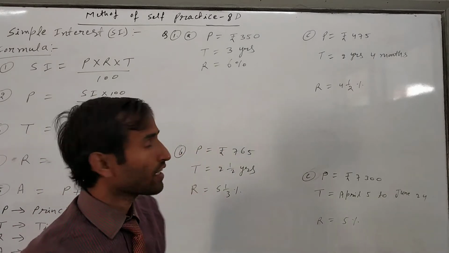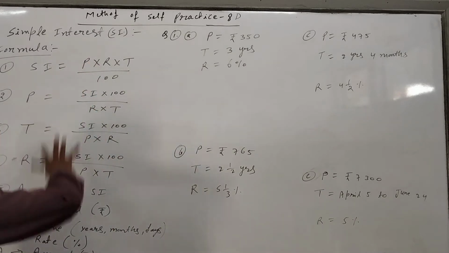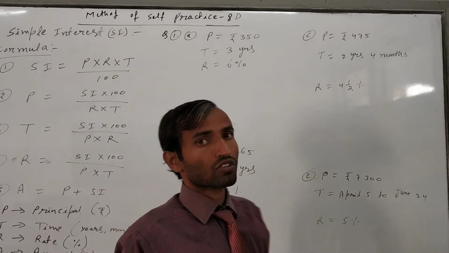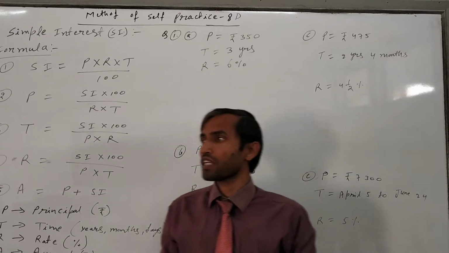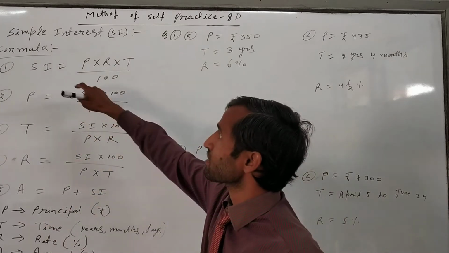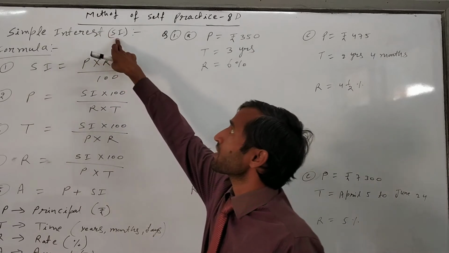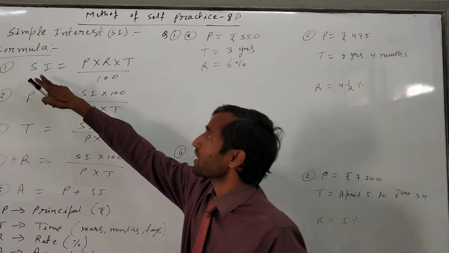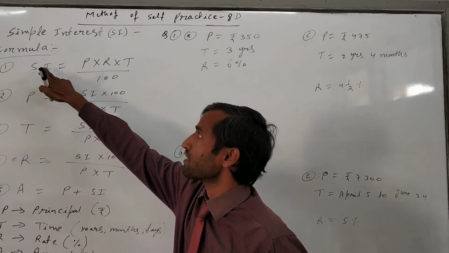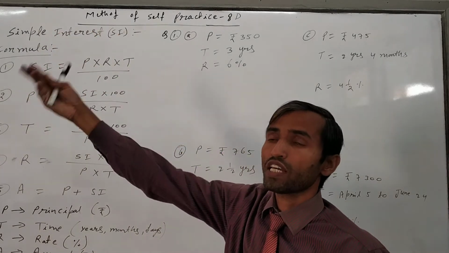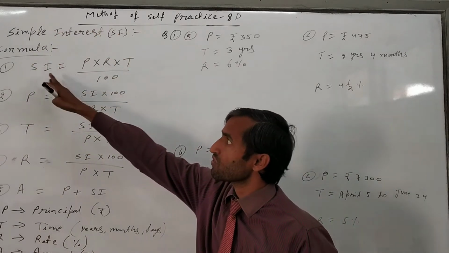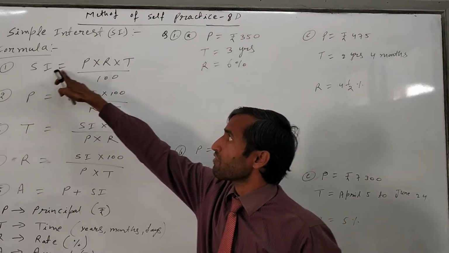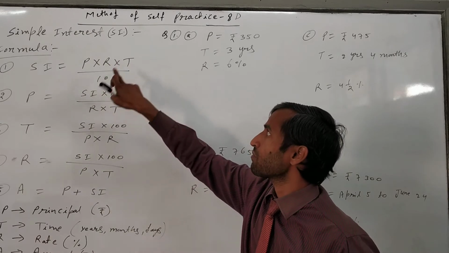And in simple interest, these are the formulas. You have already studied this topic in the 7th class also. The first formula is simple interest, represented in symbolic form as SI, and compound interest as CI. We will study SI first, and it will be in rupees. The SI formula is P into R into T upon 100.